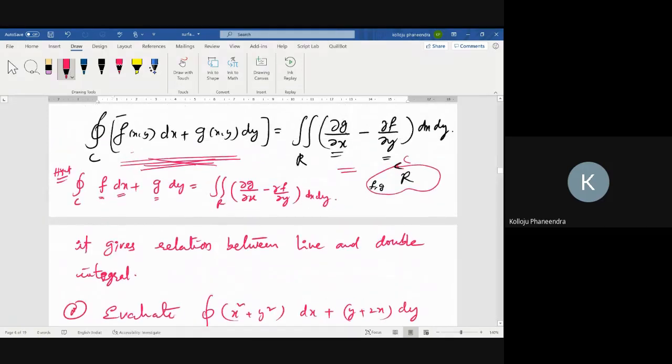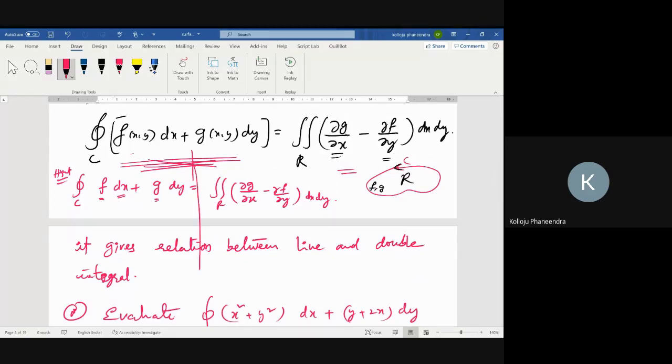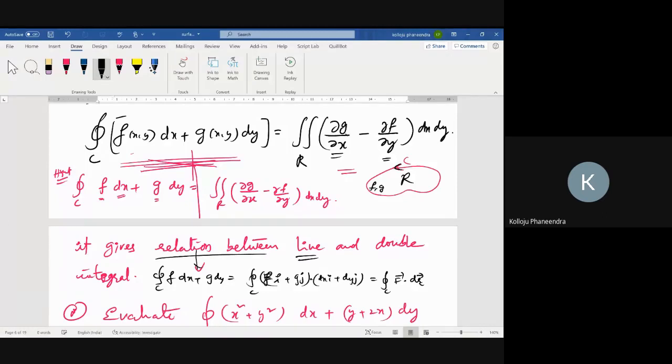Let me tell you this idea. This f dx plus g dy means integral f dx plus g dy. I can write this as integral over C of (f i plus g j) dot (dx i plus dy j), isn't it? So this is nothing but integral f bar dot dr bar, a line integral. That is why I told you this gives a relation between line and double integral. So this is the line integral. The left side is of the form f bar dot dr bar. You have to remember this, f bar dot dr bar.